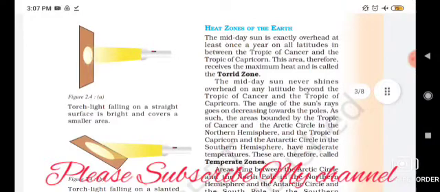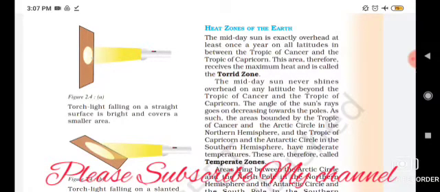There are also heat zones of the earth. The next point is the heat zones of the earth. The midday sun is exactly overhead at least once a year. All the latitudes between the Tropic of Cancer and the Tropic of Capricorn receive the maximum heat, and this area is called the torrid zone.